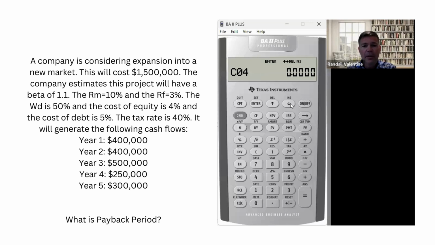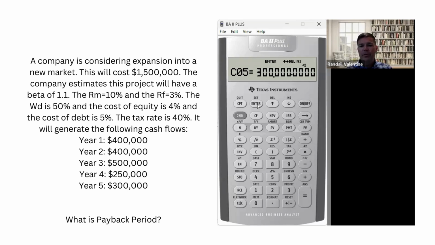So we hit the down arrow again, go to C04. C04, the cash flow in year 4, is 250,000. So we enter in 250,000, enter, down arrow, down arrow. C05 is 300,000. So I enter in 300,000, and then I hit enter, and then I stop after I hit enter because I'm all done entering in the cash flows at that point.